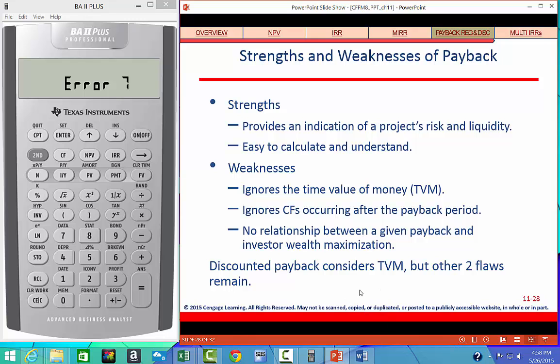So discounted payback, the only thing that it does is that it does not ignore the time value of money, but it still has the same last two problems that are under the weaknesses part of this slide. So payback and discounted payback are really not that great at all.